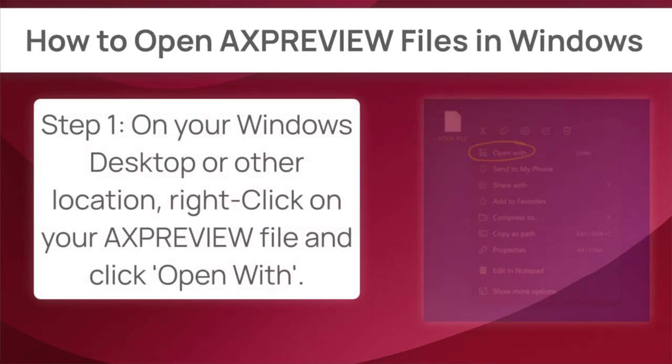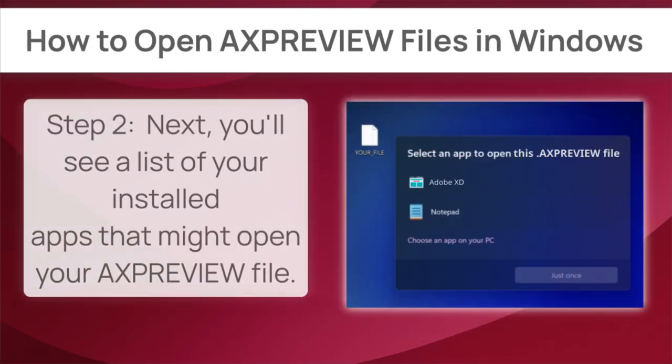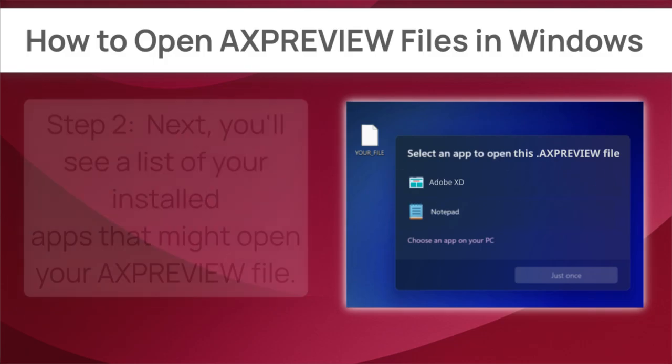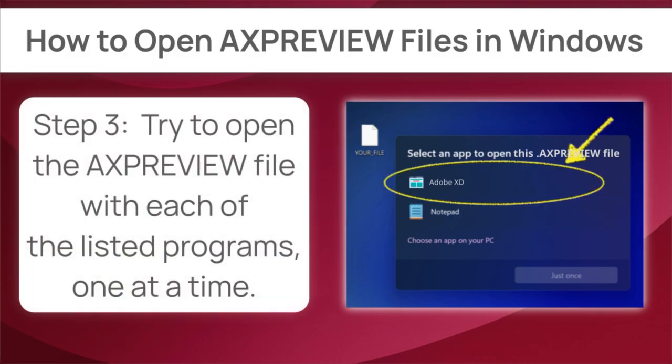We are checking for a viable reader. Right-click your AXPreview file and select Open With. Use Adobe XD if installed. If it's not there, try a different program. We need to find the correct decoder.